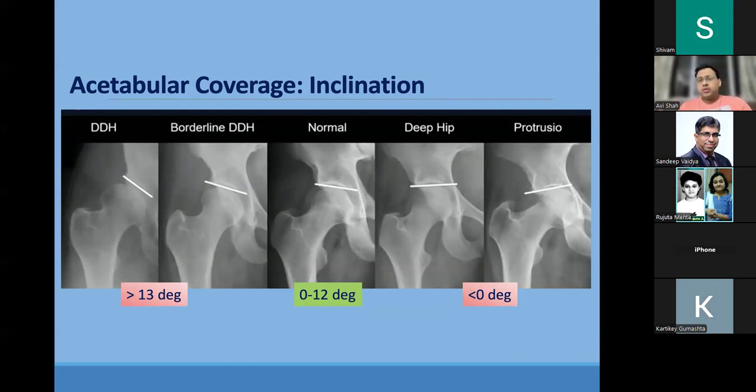The sourcil angle and the inclination also tell us about the coverage. As we know, when there is DDH or hip dysplasia, the hip is shallow. That means the angle is more than 13 and higher, which means it is dysplastic. Between 10 and 13, it may be borderline. Up to 12 can be normal. But if it is 0 or going negative, that means the hip is deep. Basically, we want our normal acetabular inclination to be almost horizontal or slightly upwards, but never downwards facing.